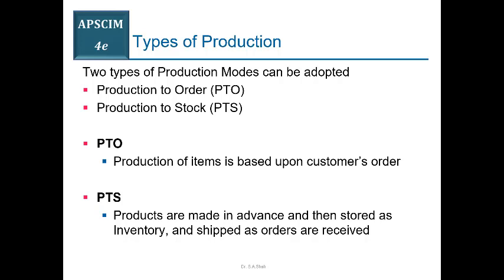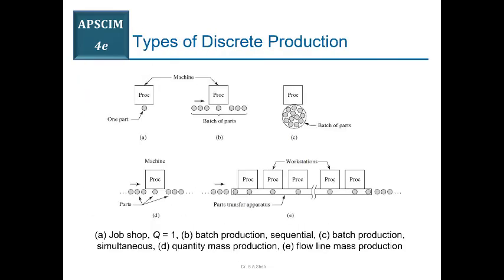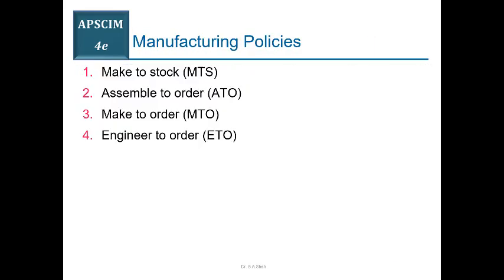These two general categorizations are further subgrouped into those four strategies that I just showed you. Let me go back to that slide again. These are the four categorizations of production to stock and production to order policies. The first one is the make to stock policy, MTS. ATO is assemble to order, MTO is make to order, and ETO is engineer to order.